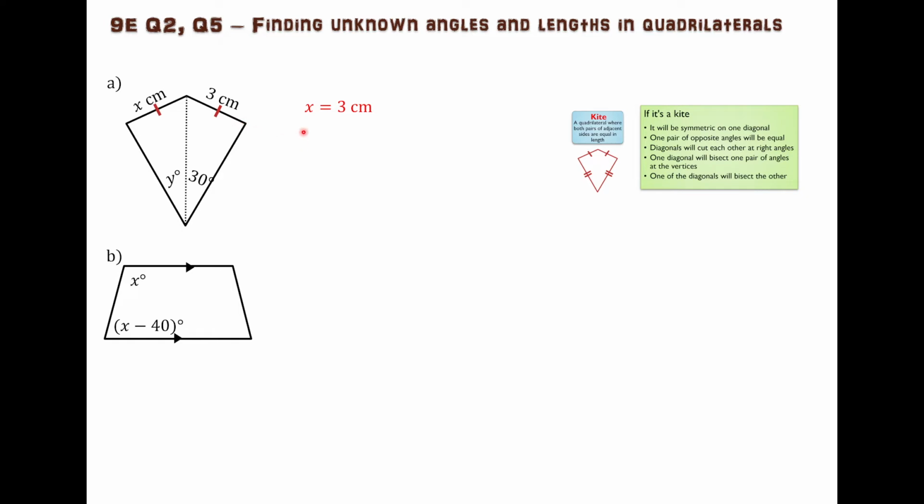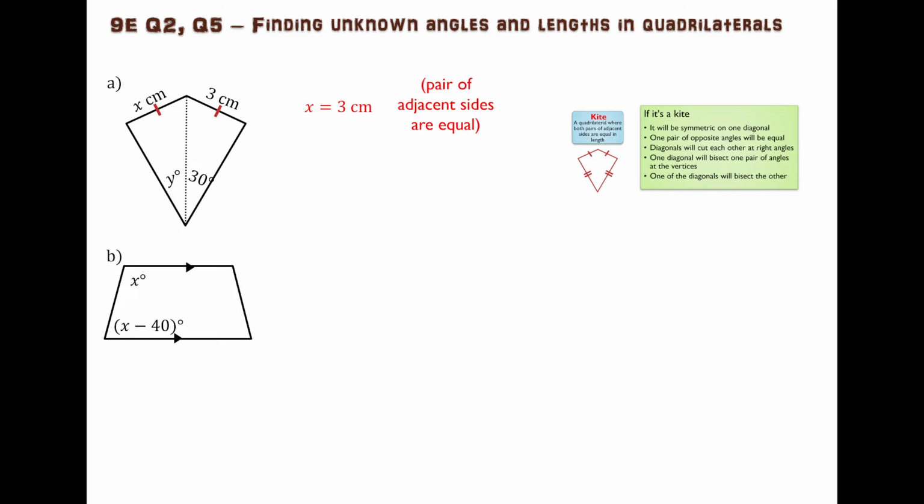This isn't really a proof. I need to give a reason. The reason can be pair of adjacent sides are equal. That's the reason that I'm giving. Done. I've figured out what x is and I've given a reason for it. Let's do y. There's another variable here that we want to find.